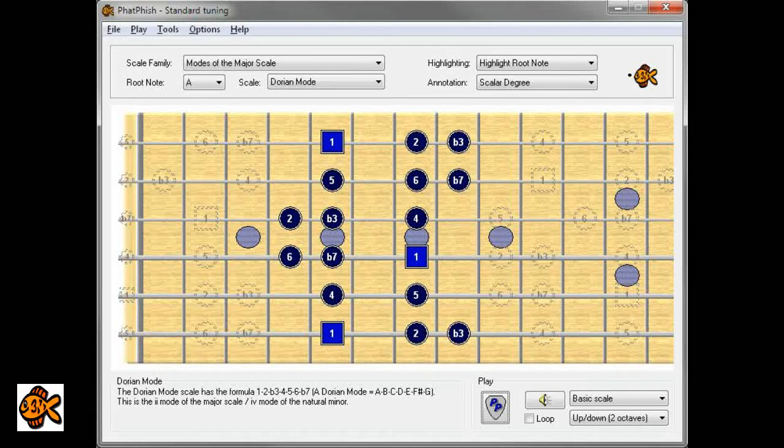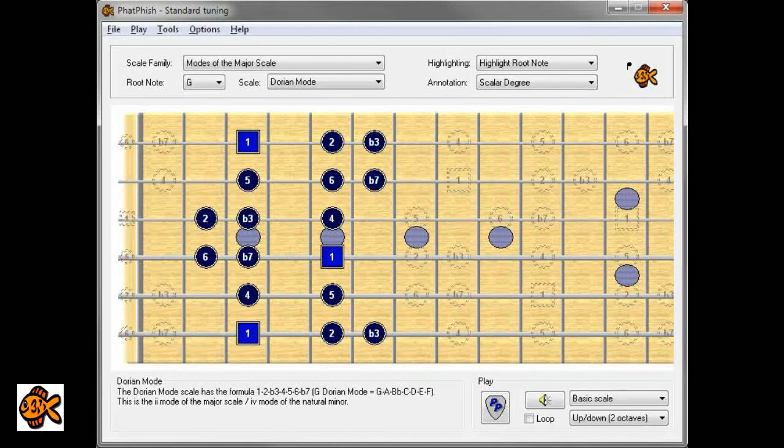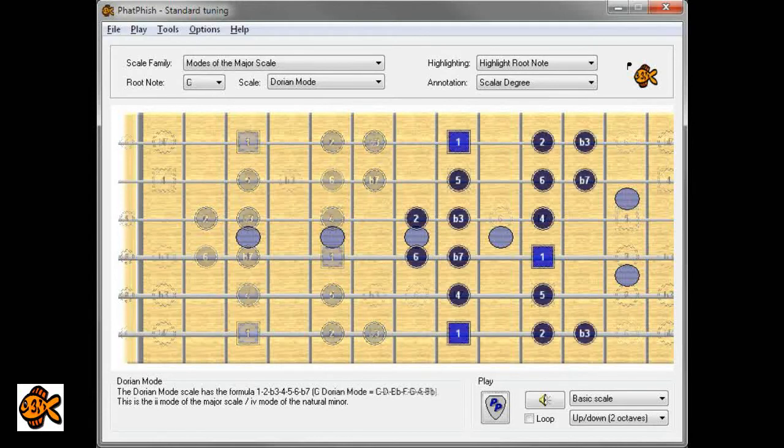So move it down a couple of semitones, down to here, the root note's a G, so that's the G Dorian Mode. Take the shape, move it up a few semitones, so the root note's at the 8th fret, that's C, so that gives you the C Dorian Mode.